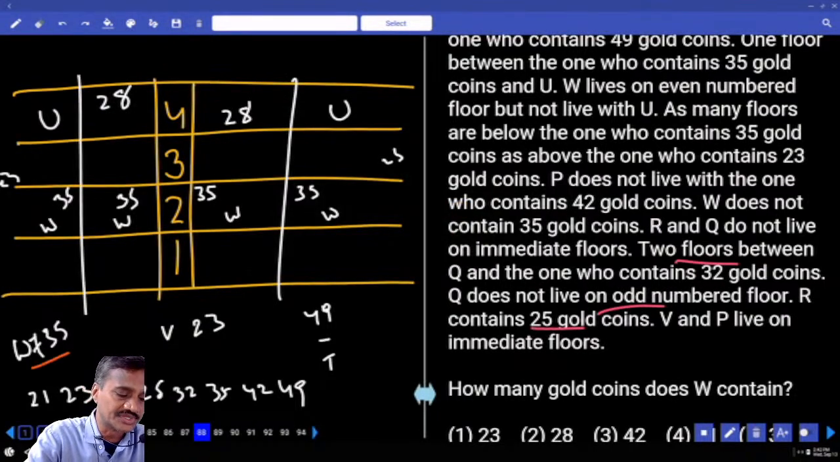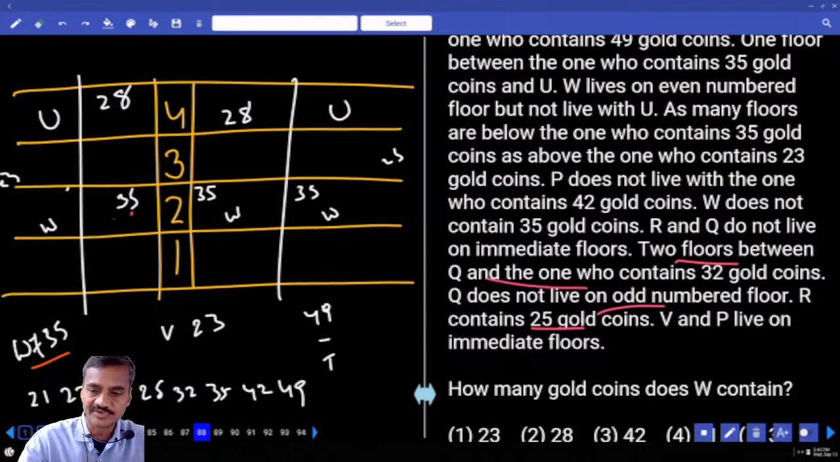Now W is not 35. As W is not 35, now W and 35, this is one possibility you are talking about. Then W and 35 will be in these 2 places. Now if W and 35 are in these 2, my next step, 49 and T there must be exactly 1.